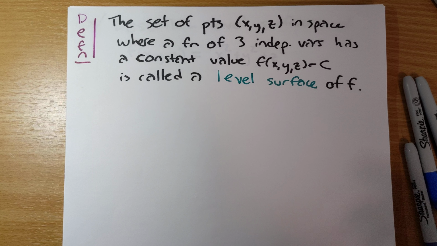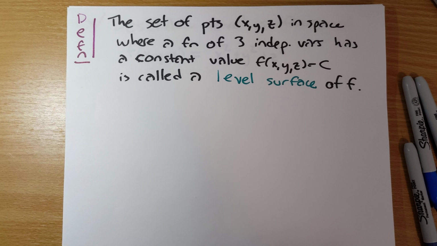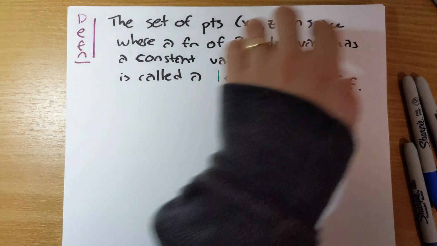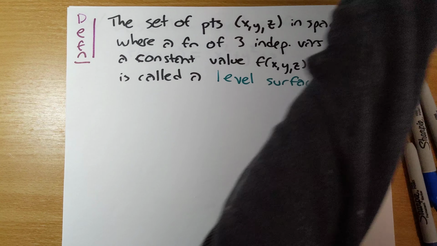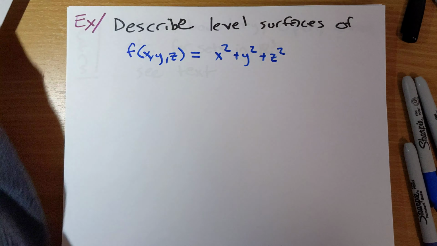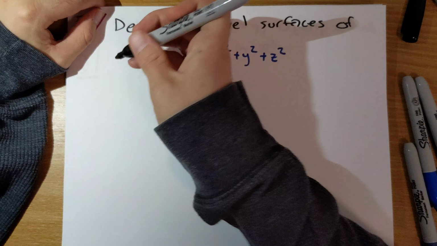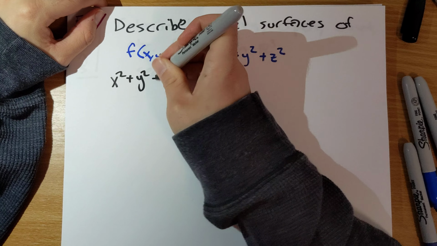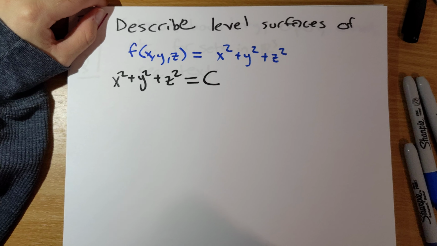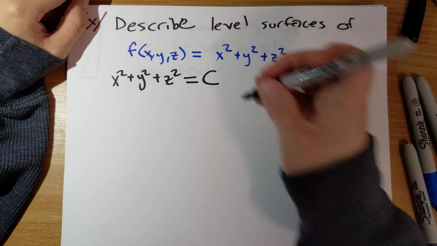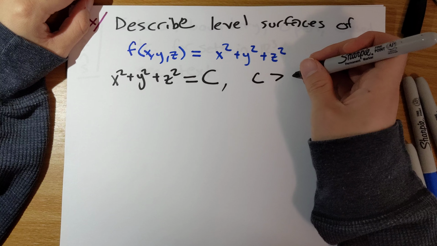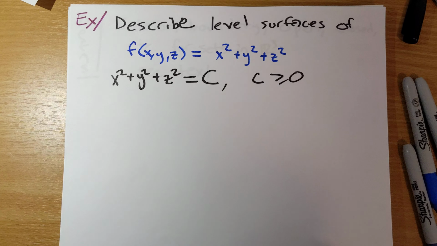The set of all points in R3 in space where a function of three independent variables has a constant value, f of x, y, z is equal to c, is called a level surface of f. Okay, so let's just think about this. Describe level surfaces of f of x, y, z is equal to x squared plus y squared plus z squared. So that's going to be x squared plus y squared plus z squared is equal to a constant. And let's assume here c is greater than or equal to 0. If c is negative, that won't work here.